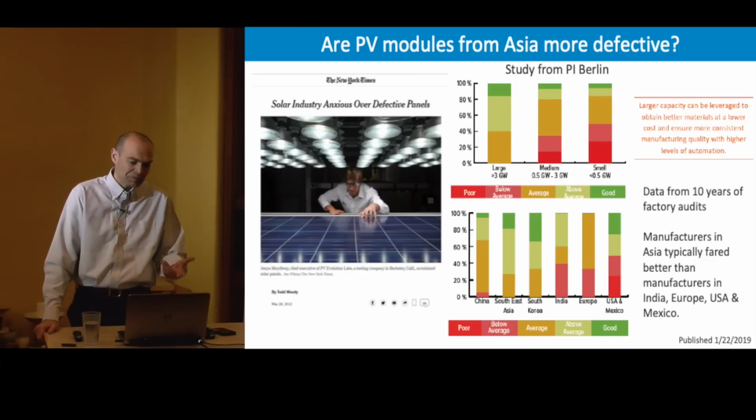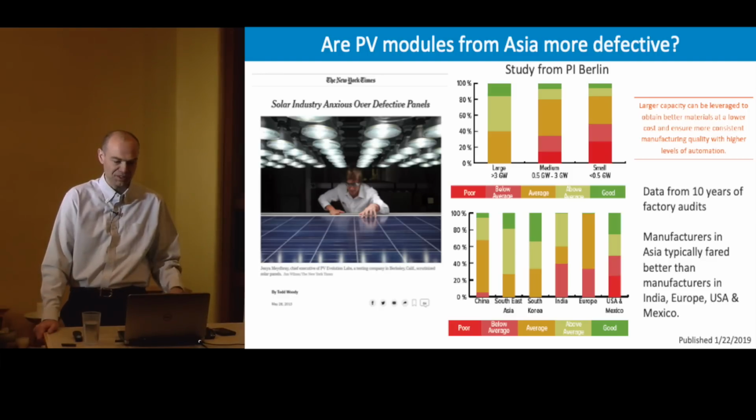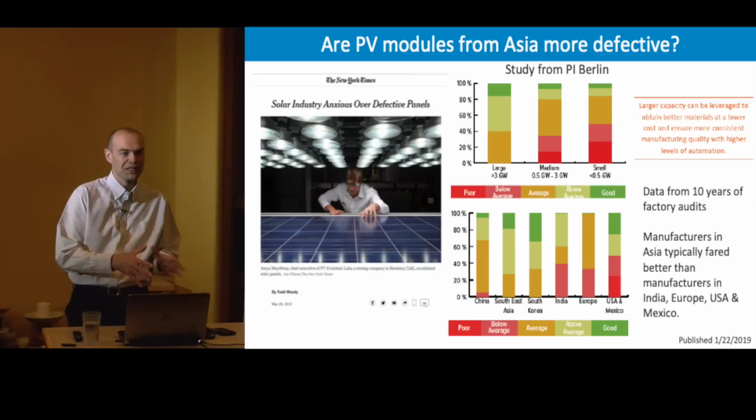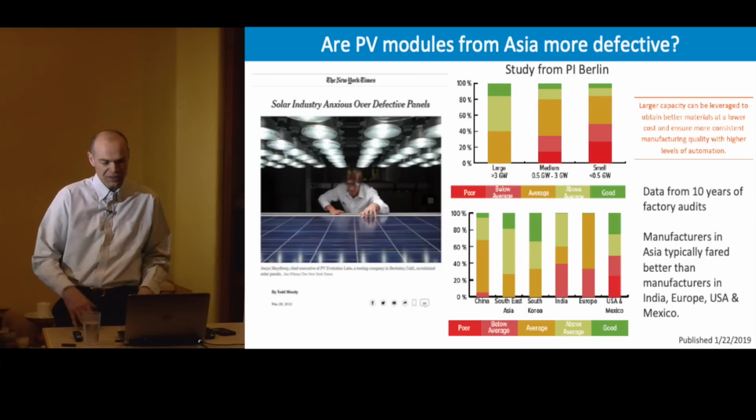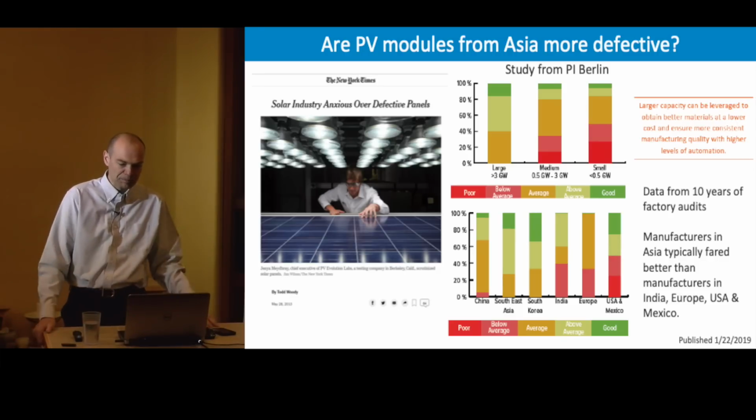And what you can see in the first graph on top is how they rate the manufacturers by capacity. So the larger manufacturers do better than the smaller manufacturers, and they ascribe this to the larger manufacturer having better leverage on materials at a lower cost, and that could play into their advantage.